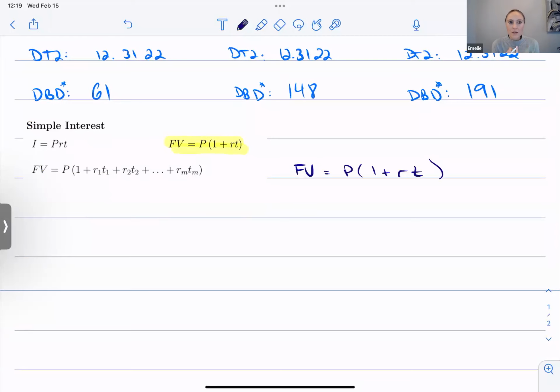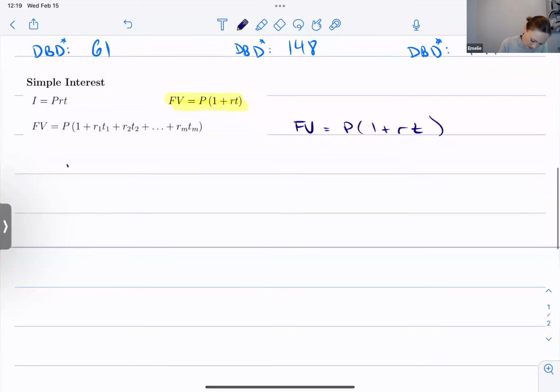The future value is P times 1 plus R times T. Just checking to see if we have all the components that we need to solve for each of the future values. I have a P for each of them. I have an R for each of them. It's the same 0.0725. And I have the time for each of them. So now I'm ready to solve for these future values.